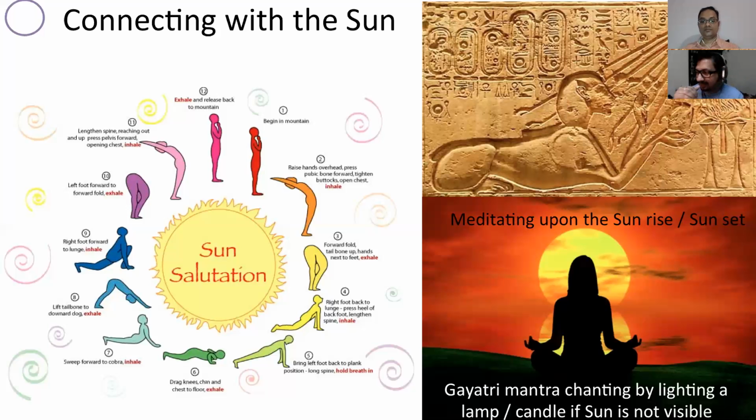And if you can't see the sun, especially when it's cloudy in winter time, light a candle or a lamp and chant the Gayatri mantra. That is a great way to connect with the sun. You can find the Gayatri mantra online. If you begin to chant it, it is supposed to be a great way to inspire your vitality, your sun, your life within you.